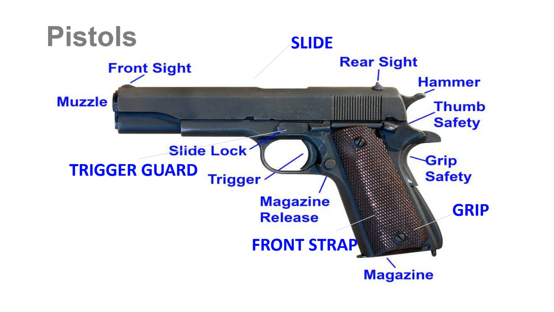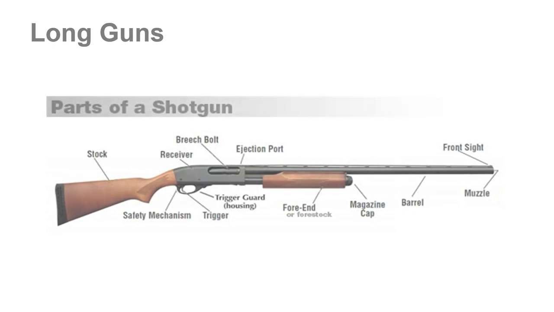Long guns also come in different types. A rifle is a relatively long-barreled firearm fired from the shoulder, having a series of spiral grooves cut inside the barrel, a process called rifling, imparting a rapid spin into a single projectile.